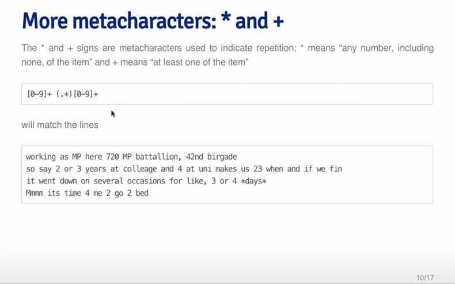Remember, the plus sign includes at least one of the item. So for example, here we're looking for at least one number followed by any number of characters followed by at least one number again. So here we see one number followed by some large number of characters followed by another number again. We see this again here. And so this allows us to look for any possible combination of numbers that are separated by something other than numbers.